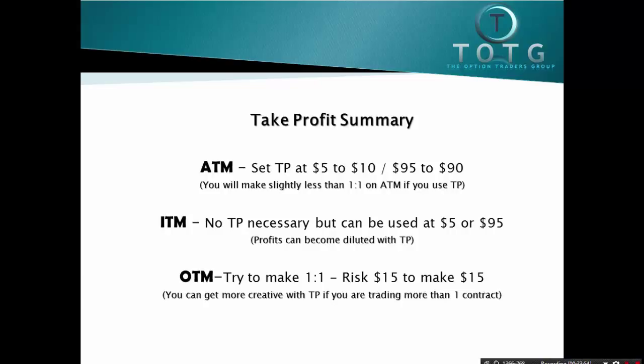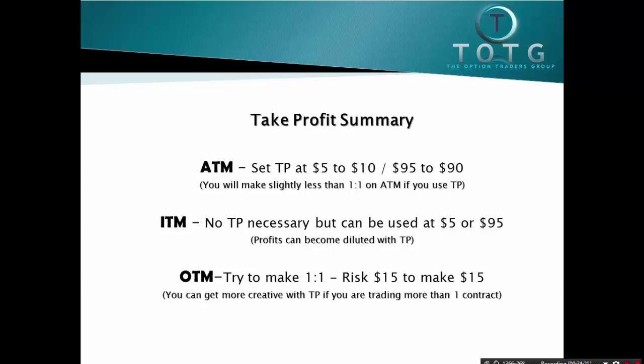So you can get more creative with your take profits on the out-of-the-money options if you're trading more than one contract. For example, if you've got 3 contracts, you could set one at 1-to-1, set one just past 1-to-1, and let one run completely and see if it finishes in the money. So you can stagger them.